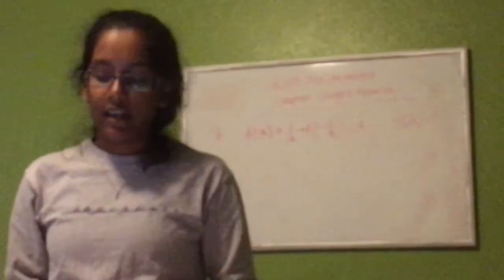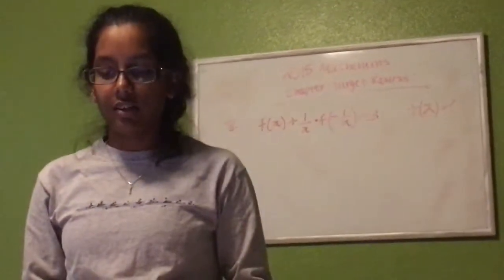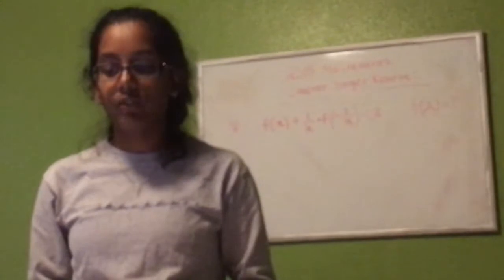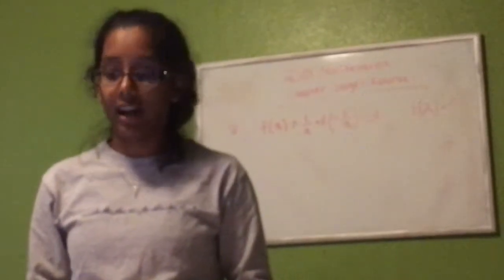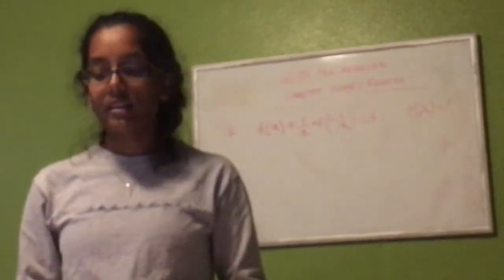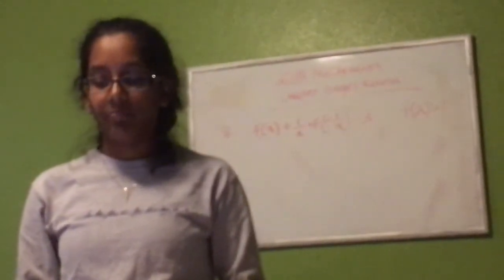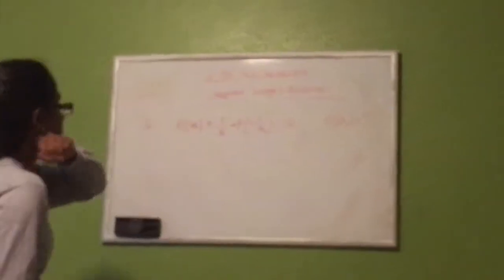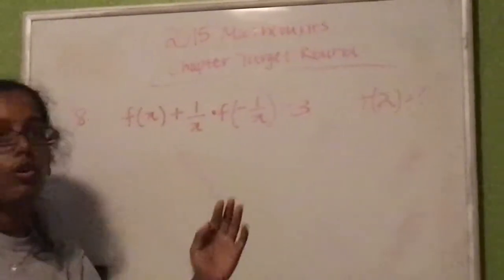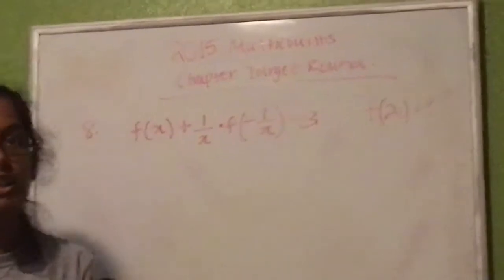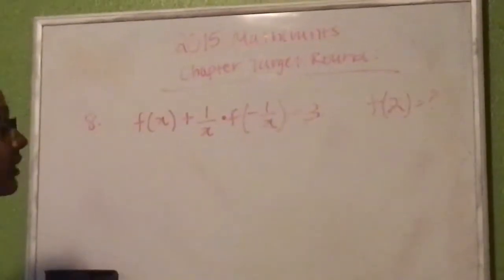Problem number 8 states, if f is a function such that f(x) + (1/x) f(-1/x) = 3, what is the value of f(2)? Express your answer as a common fraction. So I've written the equation that they've given in the problem on the board right here.